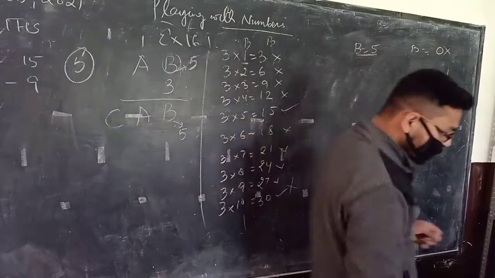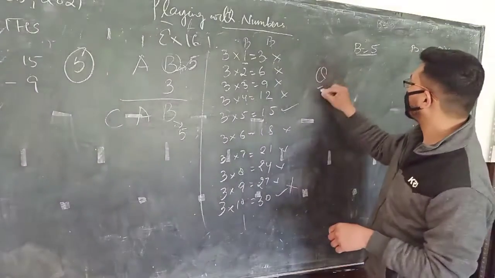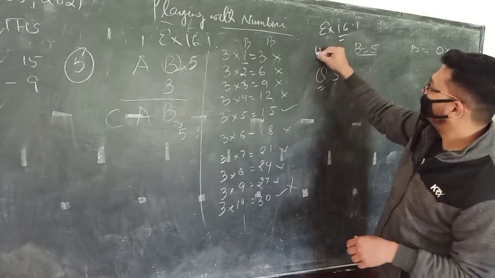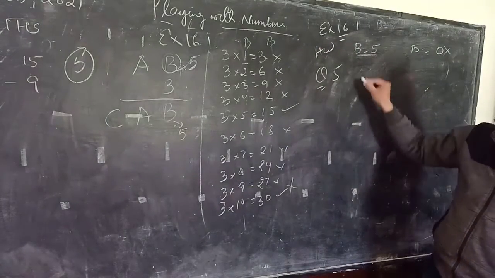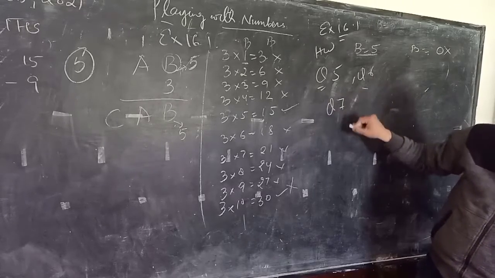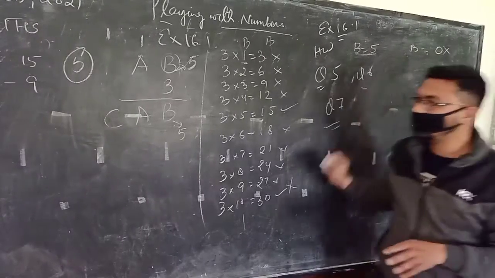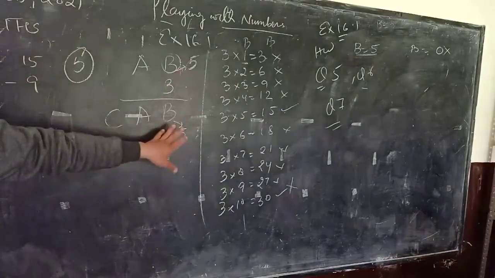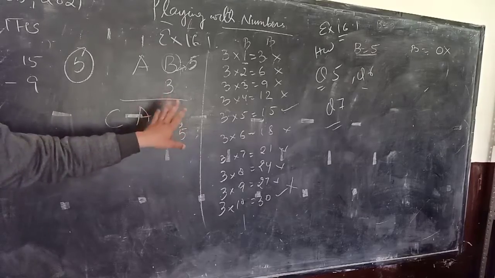So this question will be your homework. This is question number 5. Okay. So exercise 16.1 homework is question number 5. Question number 6. Question number 7. So these 3 questions are for the homework, and please try this question also. Half part I have solved and you need to solve the other half. Okay? Any doubt? Okay.